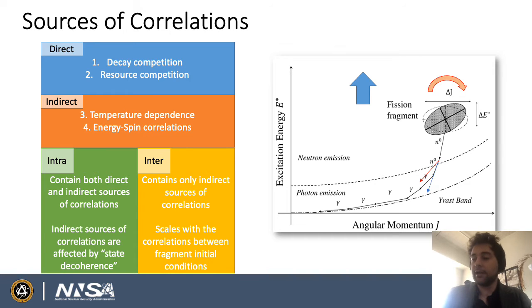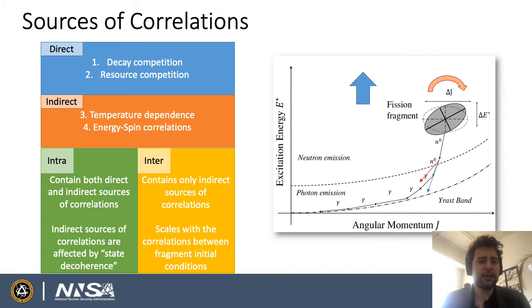In the previous slide, I mentioned the presence of correlations in the neutron-photon signature. In this slide, I want to explain some of the most important sources of neutron-photon correlations, starting from a simple picture of the fission process and the emission of particles.